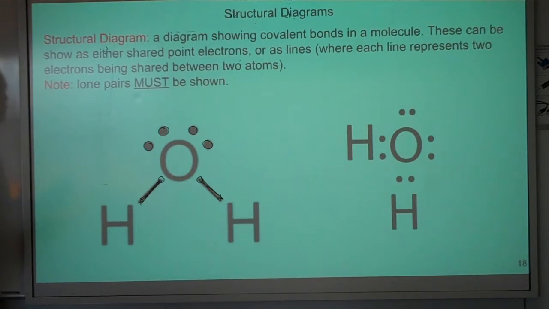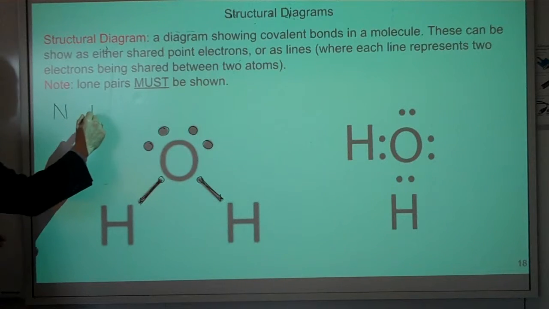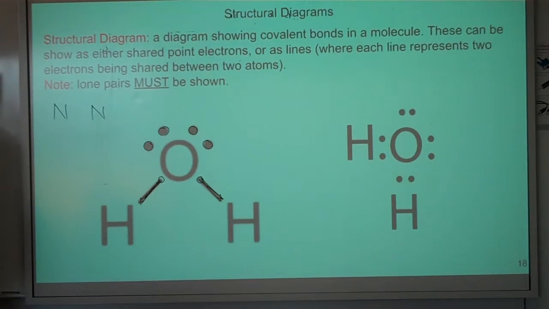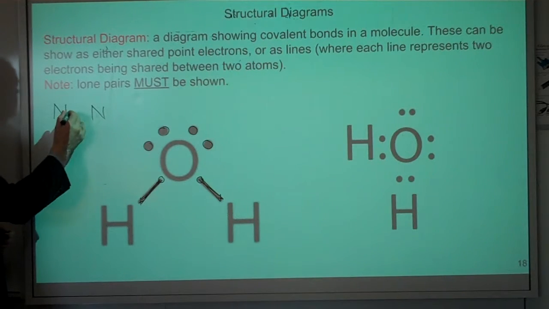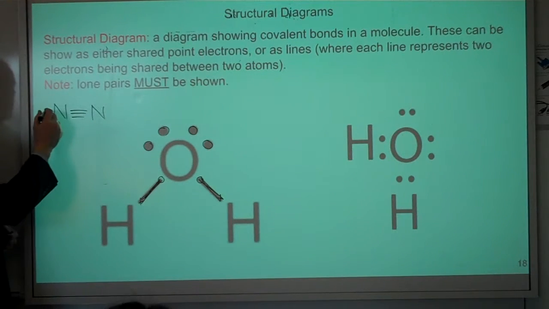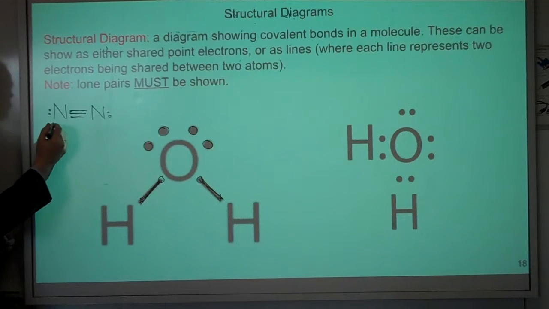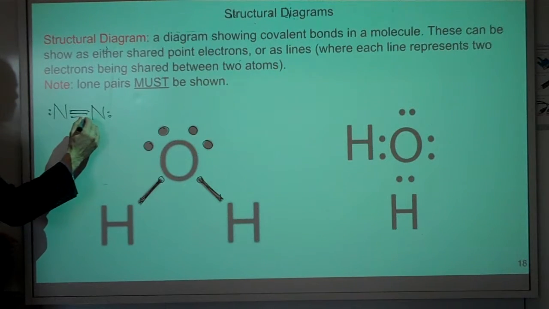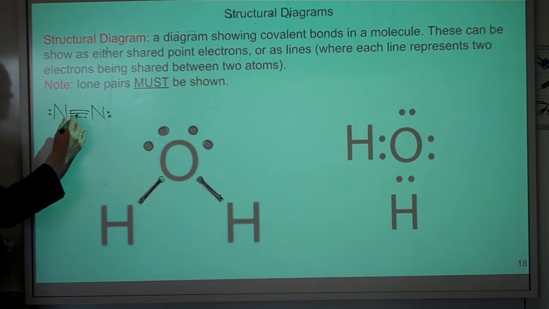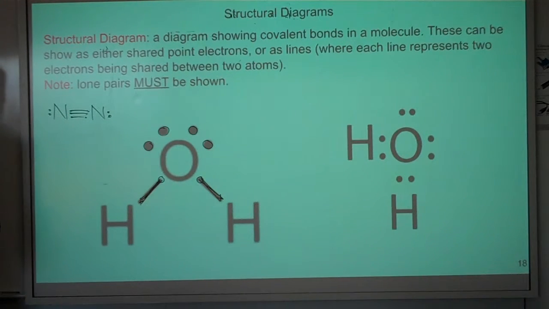Okay, so we saw nitrogen gas before. Nitrogen's in group 5. How many electrons does it want to share? 3. So nitrogen can bond to another nitrogen. It will share 3. And then each nitrogen will have 2 left over as a lone pair. You follow that? There's 1, 2, 3, 4, 5 for that nitrogen, 1, 2, 3, 4, 5 for that nitrogen. But instead of drawing little dots left, right, up and down, we just draw lines. Once again, lone pairs must be shown. You'll get sick of hearing that, but it's necessary.